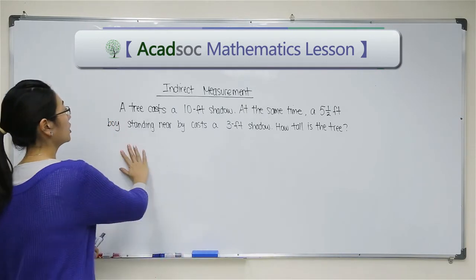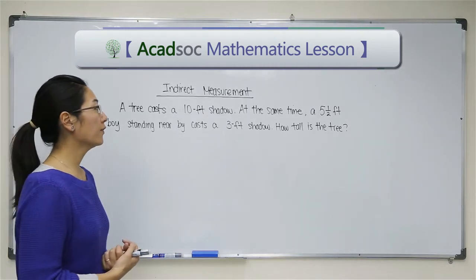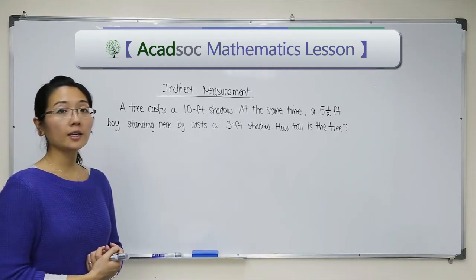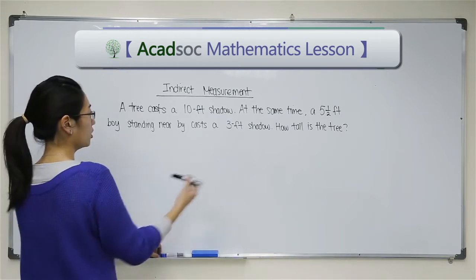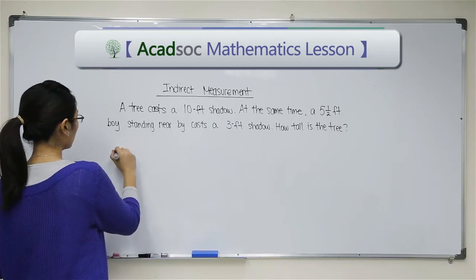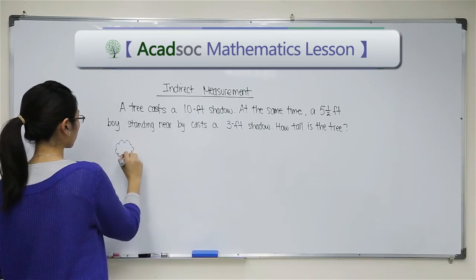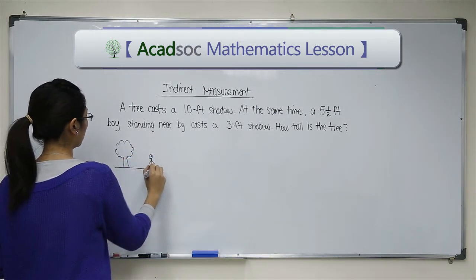So in this case, looking at this problem, it says a tree casts a 10-foot shadow. At the same time, a 5.5-foot boy standing nearby casts a 3-foot shadow. How tall is the tree? Now, let's take a look at the picture so you have a visual idea of what this means. We have a tree here, and a boy nearby is standing.